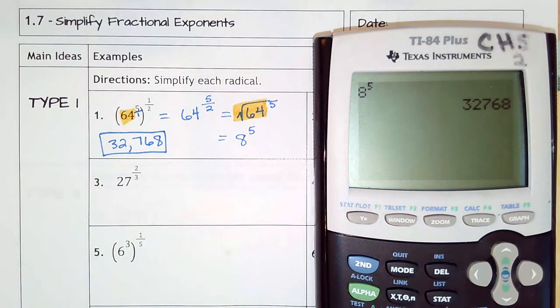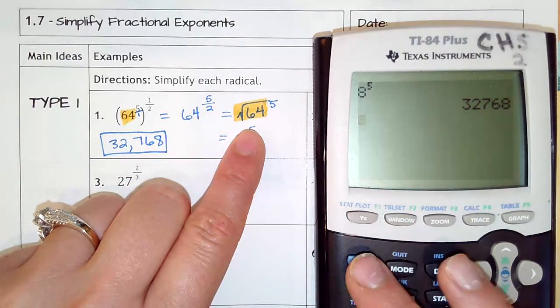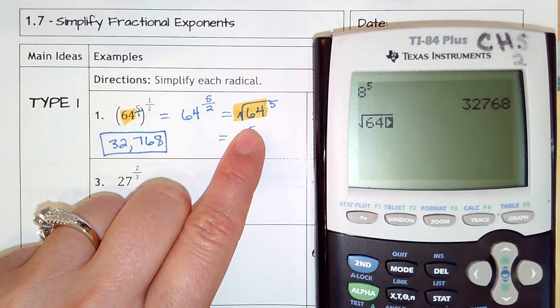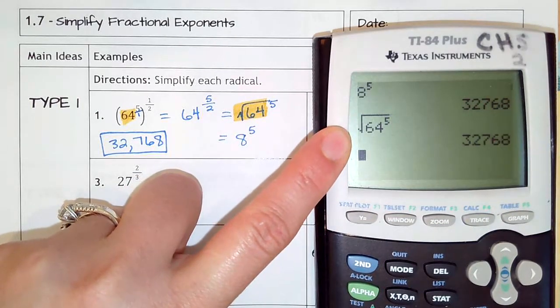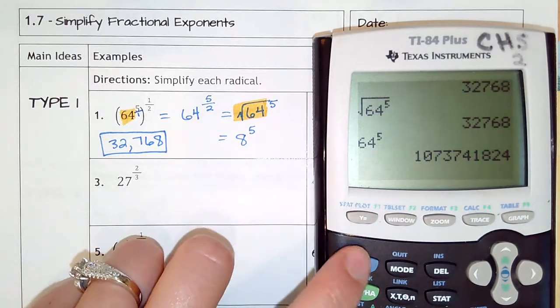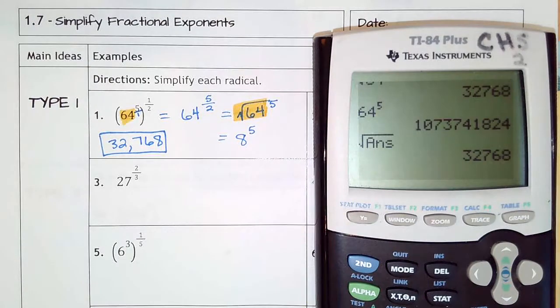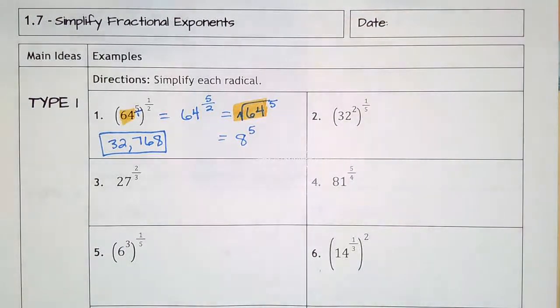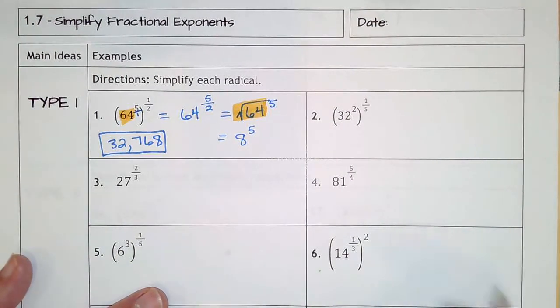Okay, but what you could have done instead is do square root of 64 to the 5th power. So where this is going to do 64 to the 5th power first. Ooh, and then it's square rooting that number. Several different ways to go about it, but you get the same answer. Okay, pause and try number 2.